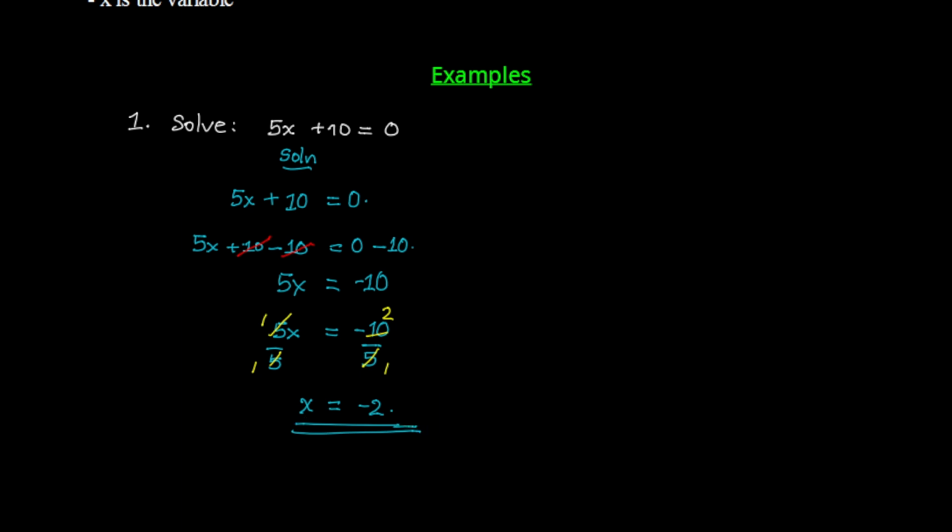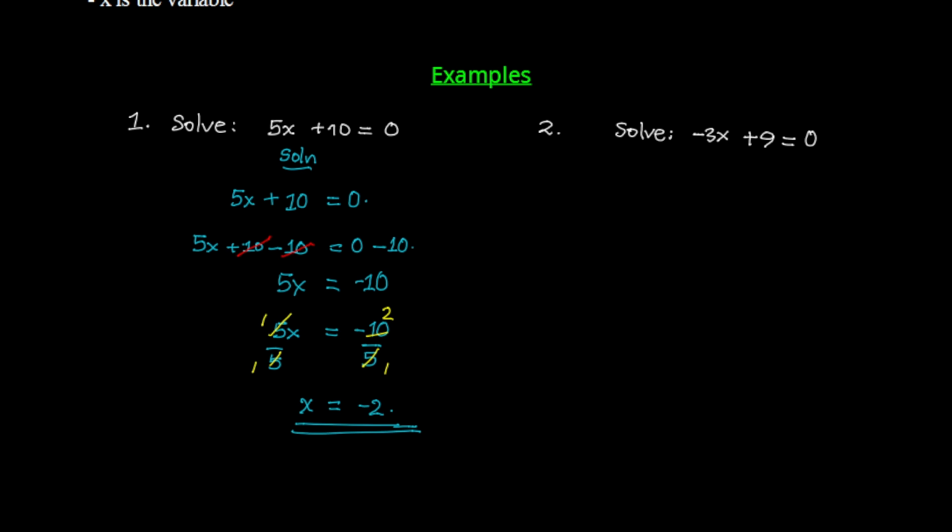Let's dive into another question. That is number 2. In question 2, it says solve negative 3x plus 9 equals 0.